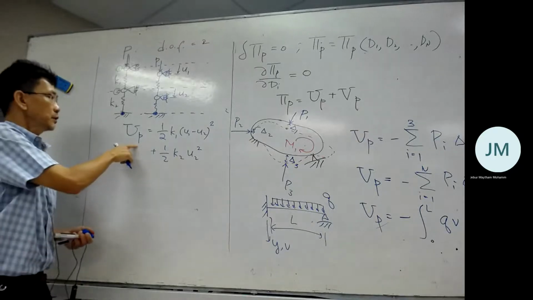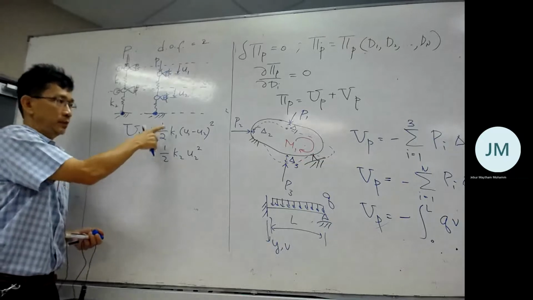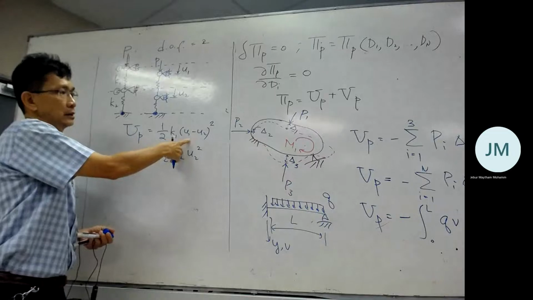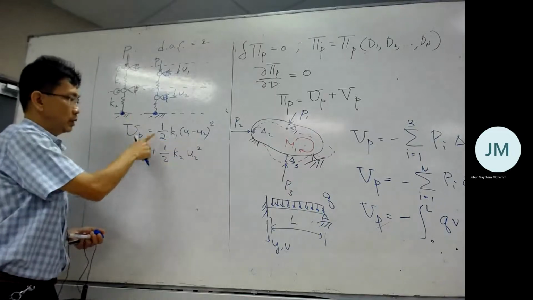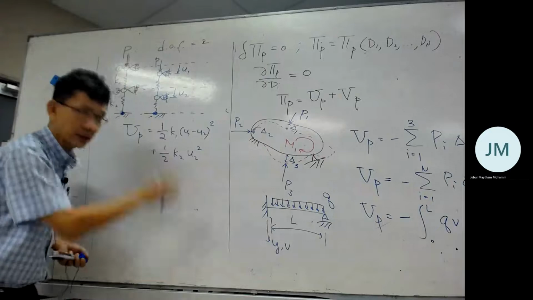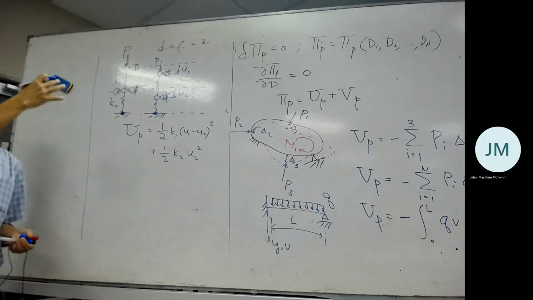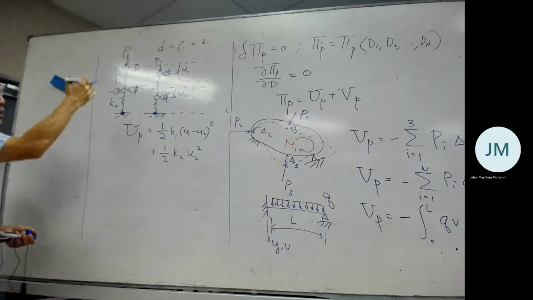So strain energy of a spring is half multiplied by the spring constant multiplied by the change in length. Then spring number 1, spring number 2, if you have more springs, then you have to add up everything there. So that is strain energy, no more, okay? No other things contribute.